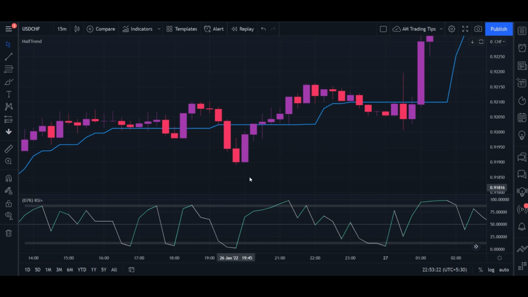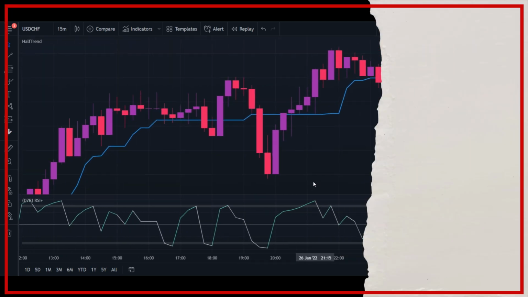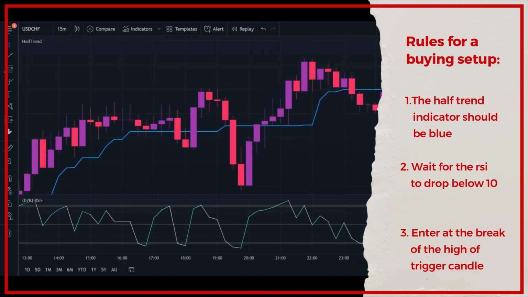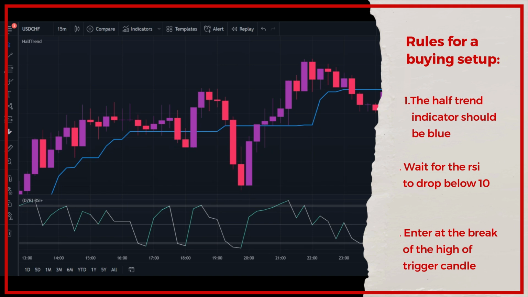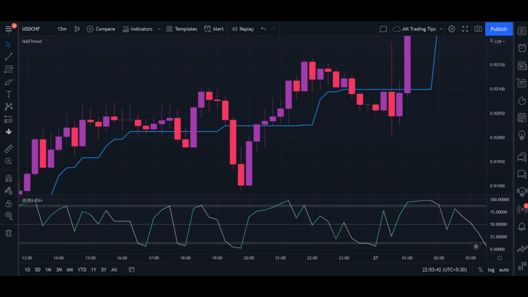So what are the rules of the strategy? The rules for a buying setup are as follows. Rule number 1: the Half Trend indicator should be blue. Rule number 2: wait for the RSI to drop below 10. Rule number 3: enter at the break of the high of the trigger candle. Let us understand it with an example.